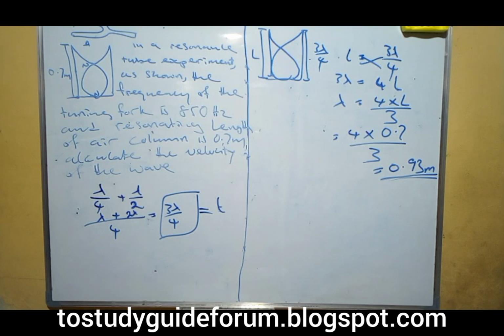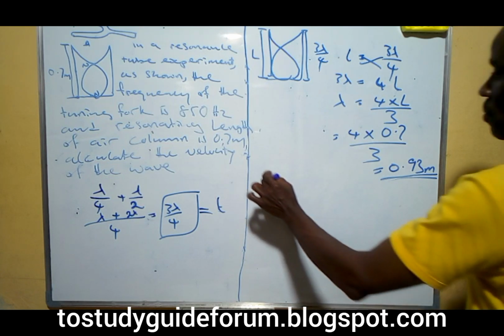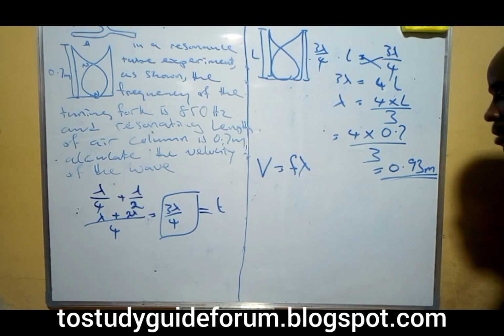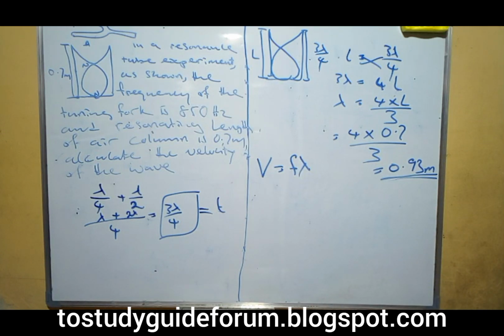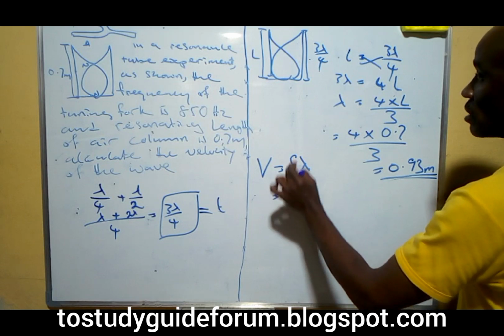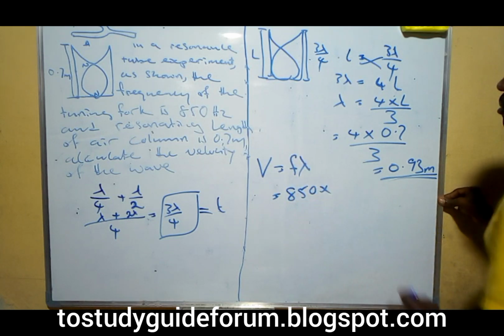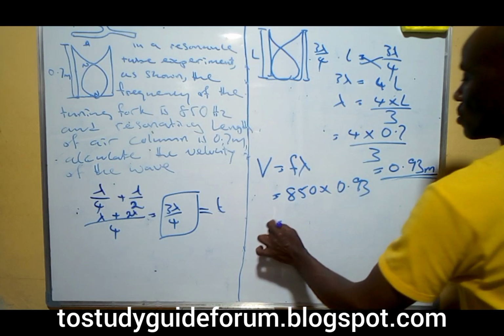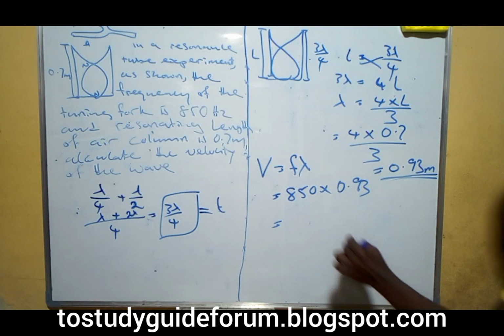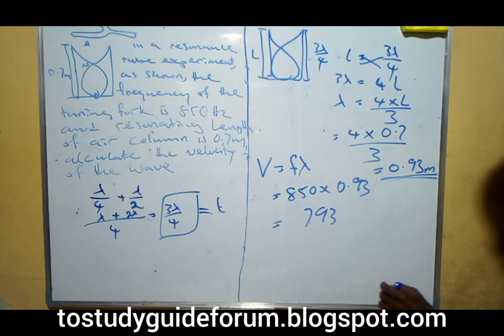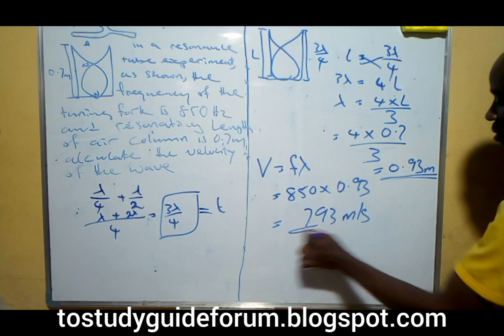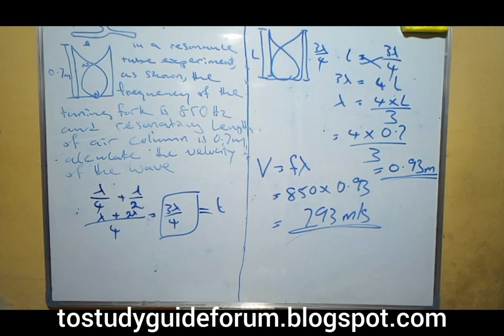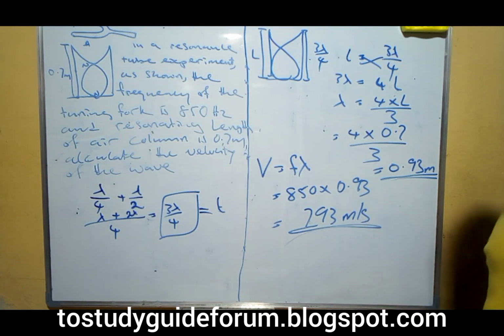Now we said that we should calculate the velocity of the wave. Remember, we know that velocity is always frequency times wavelength. So the final answer will be 793 meter per second. That is the velocity of the wave in question. This is the final answer to that.